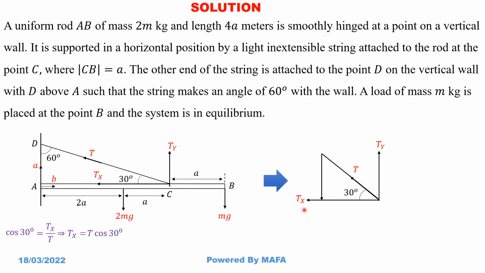So from there, we can find T of x as T cosine of 30 degrees. Now let's see how we can find T of y, which is the vertical component. We can now use the sine of 30 degrees. The sine of 30 degrees is equal to the opposite, T of y, divided by the hypotenuse, which is T. So our T of y is simply T sine of 30 degrees. Okay, so that's it, as indicated in our diagram.